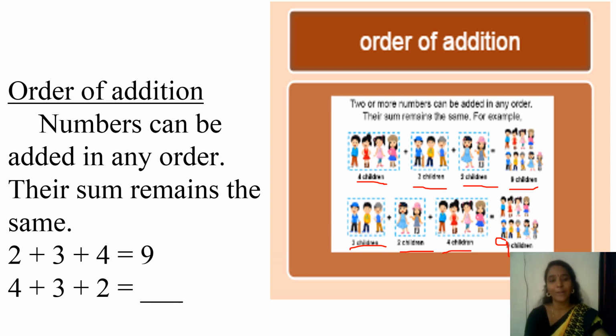See here. 2 plus 3 plus 4 is 9, isn't it? Next, 4 plus 3: keep 4 in mind, take 3 fingers, 4, after that 5, 6 and 7. Now, keep 7 in mind, add 2. Keep 7 in mind, take 2 fingers, 7, after that 8, 9. Is the answer the same or is there any difference? Same, right? So, you can add the numbers in any order. The sum remains the same, which means the answer will be the same.